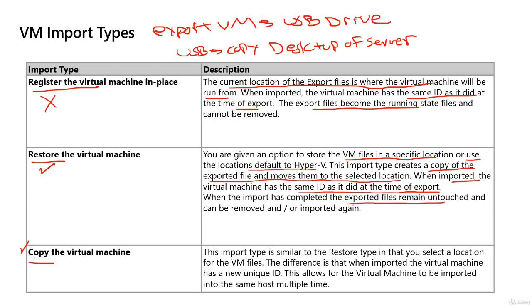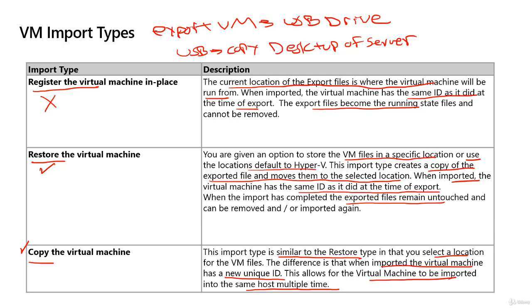The other option is to copy the virtual machine. Now, it tells us this is similar to a restore. You select the location of the VM files, but when you import it, the only thing that's different is it generates a new unique ID. What that means is you can import a virtual machine into the same host multiple times.